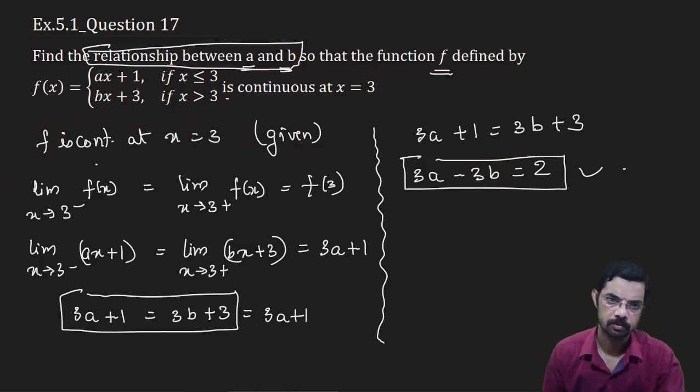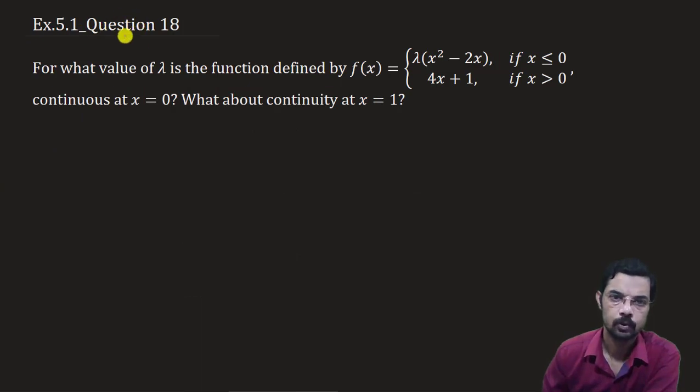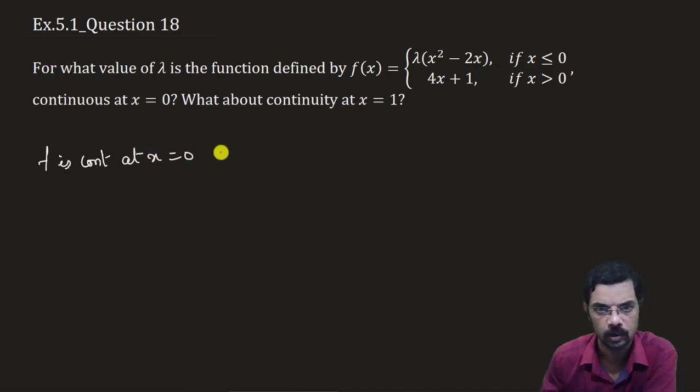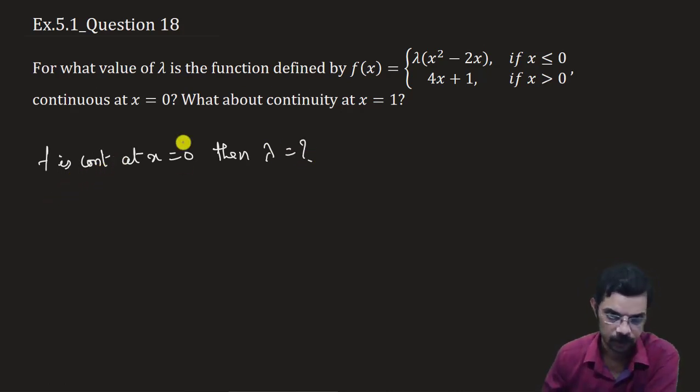Now the next question, question number 18, exercise 5.1. For what value of lambda is the function defined by f of x equal to this continuous at x equal to 0? So if f is continuous at x equal to 0, lambda equal to question mark. That is your first question. Same way the second question is, if f is continuous at x equal to 1, what is the value of lambda? So we will take the first part.